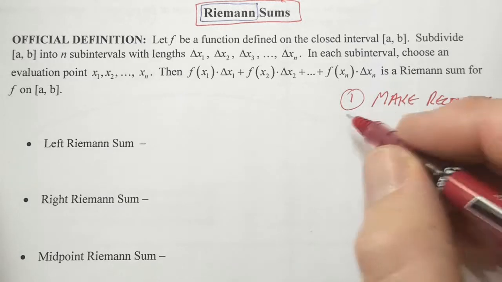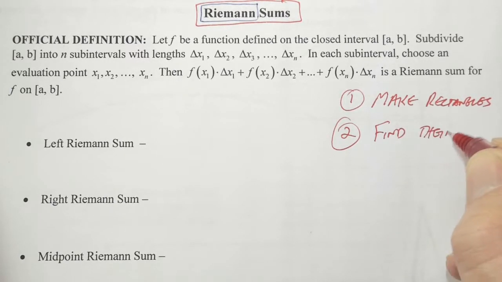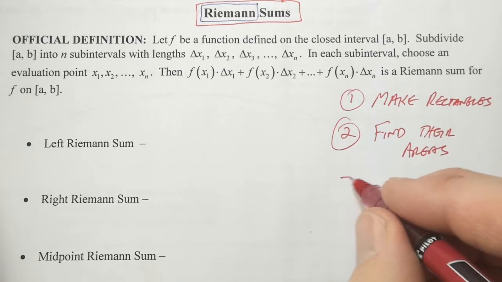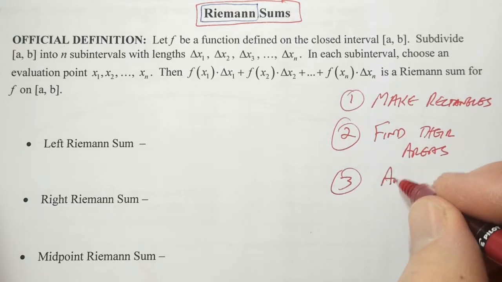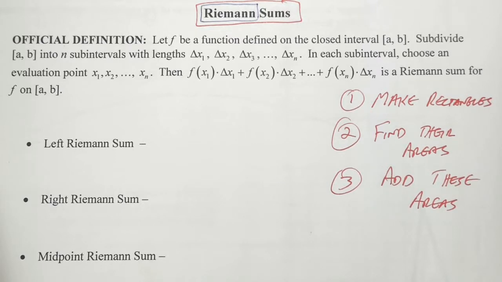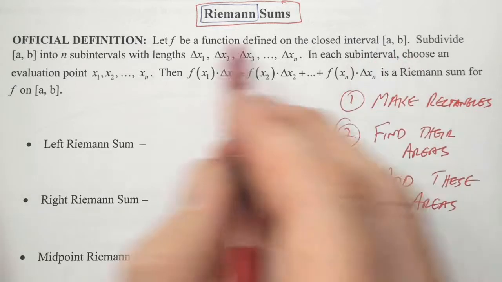Why do we want to make those rectangles? Because we can find their areas. So after we make the rectangles, find their areas. And then once you've got all the areas, you're going to add them together. If you do so, you're going to get an approximate value for the area under the curve. It's not going to be exact, but it will give us an approximation, which is good enough for now. So what are we doing here with these Riemann sums? We're making rectangles, we're finding their areas, and we're adding these areas up. That's what this is saying right here.